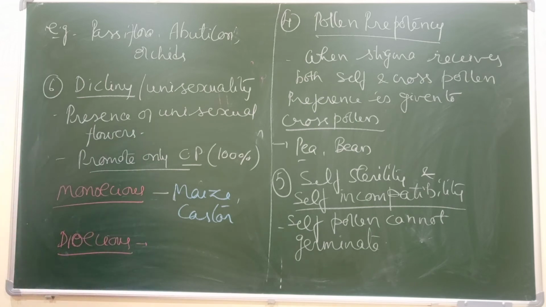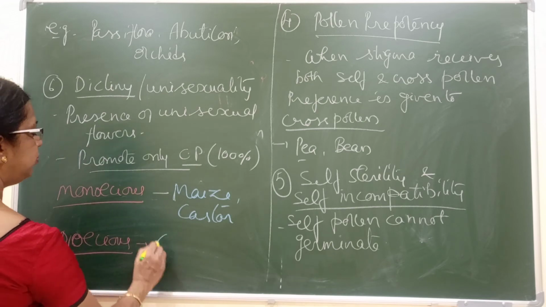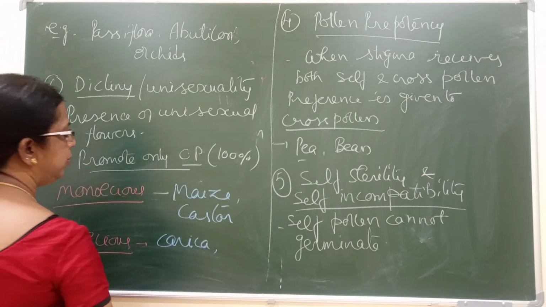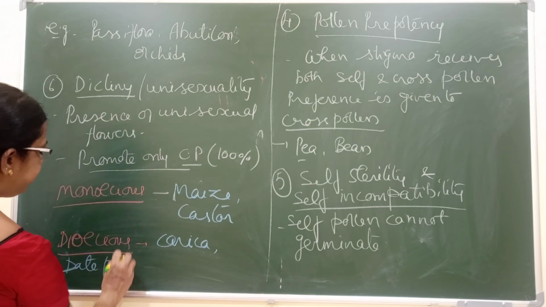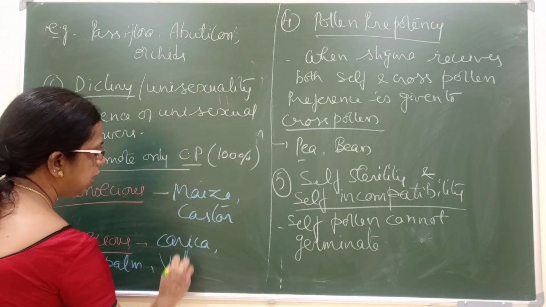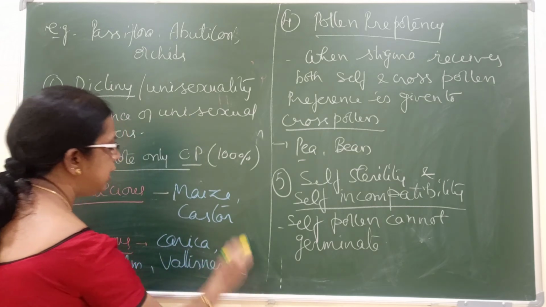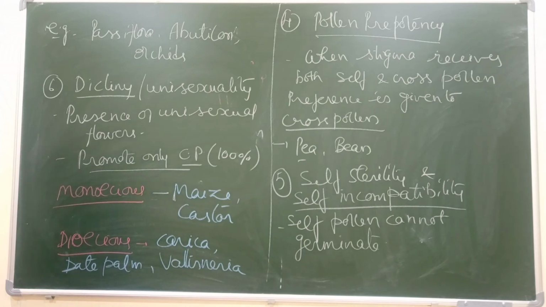Then another example is the dioecious condition. This type of contrivance is also seen in the dioecious condition. Examples of dioecious plants are Carica papaya, date palm, and Vallisneria, which also is a dioecious plant. This condition prevents autogamy but not geitonogamy.